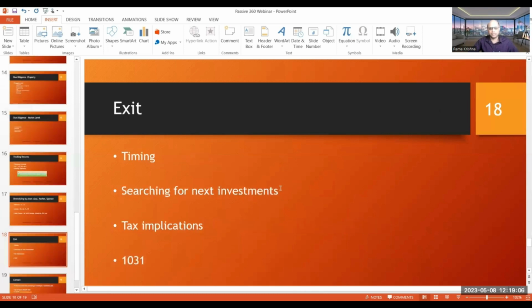Then you need to plan your exit. Before exiting any deal, you need at least maybe 6 to 8 months so that you can search for your next good investment. It will take at least 6 to 8 months to find the right opportunities. And to avoid taxes, you can do a 1031 exchange into other investment opportunities. You have to check with your CPA or financial advisor before making any decisions.